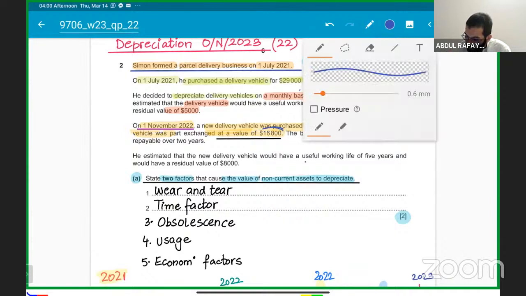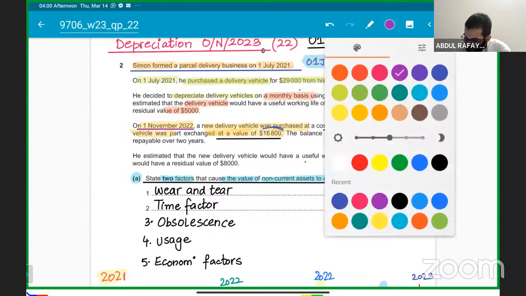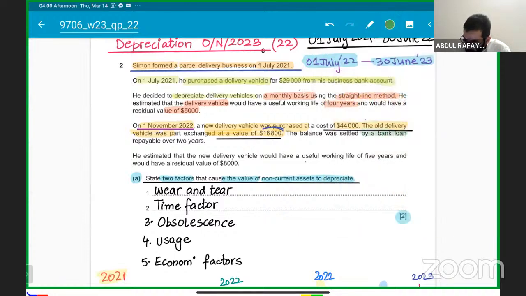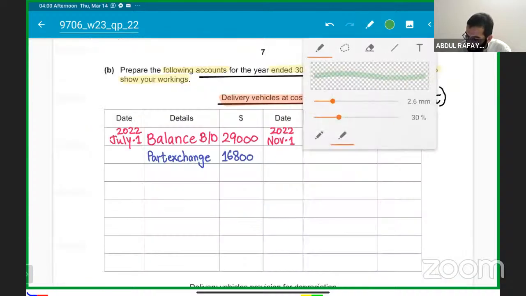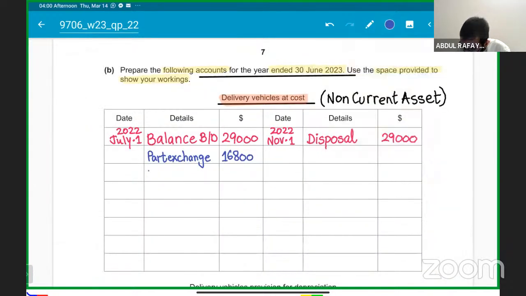So the remaining is financed by a bank loan repayable over 2 years. The rest you will finance through a bank loan, sir. So that is the case here. Okay, the remaining is the bank loan. Everything is happening on 1st November 2022.